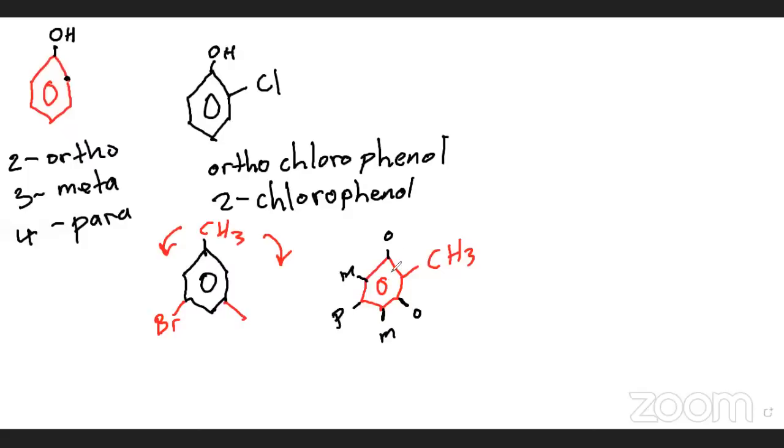All right, so just bear that in mind. These positions are relative to where the group is. So if it is up here, then 4 is down here. But if it is here, 4 is across from it. So this is carbon 1, 2, 3, 4. So that would be para.